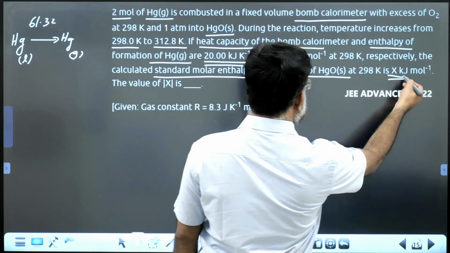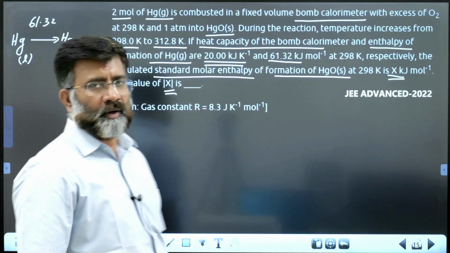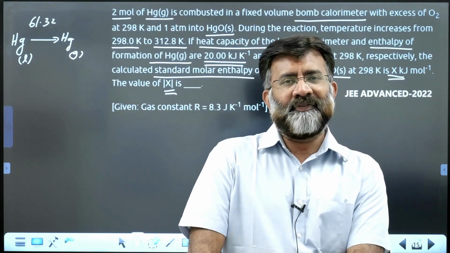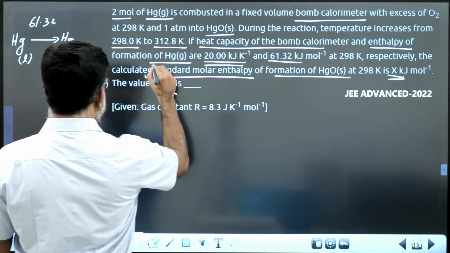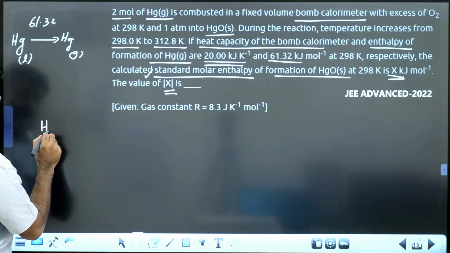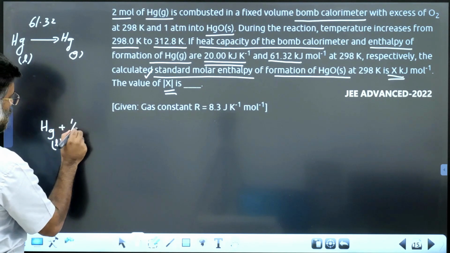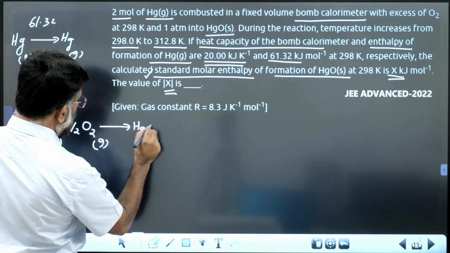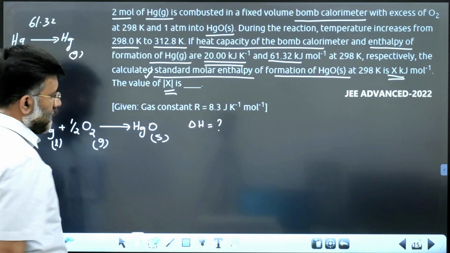We want to calculate X, the modulus of X, where X is the standard molar enthalpy of formation of HgO solid. So what is the equation for finding the molar enthalpy of formation of HgO solid? It will be Hg in the liquid state plus half O2 gas giving HgO solid. We want to calculate this.